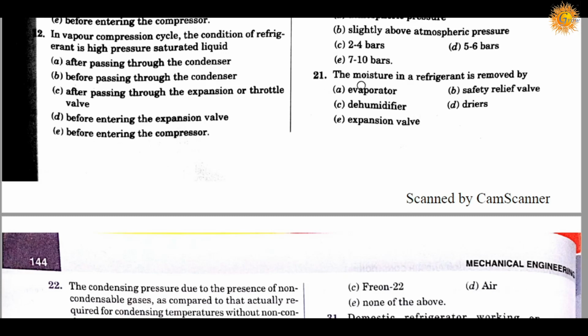Question 21. The moisture in refrigerant is removed by option A, evaporator. Option B, safety relief valve. Option C, dehumidifier. Option D, dryers. Option E, expansion valve. So the correct answer is D, dryer.